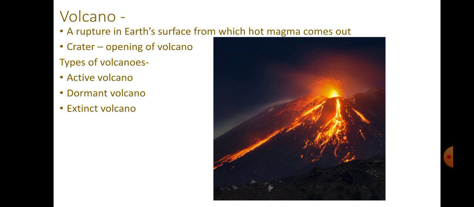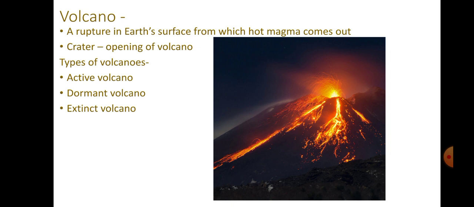You have studied about volcano, lava and magma in the lesson on rocks and minerals, where I explained it clearly. Now when the molten lava cools, it becomes hard rock, and it forms mountains. Based on the nature of eruption, there are three types of volcano: active volcano, dormant volcano and extinct volcano.